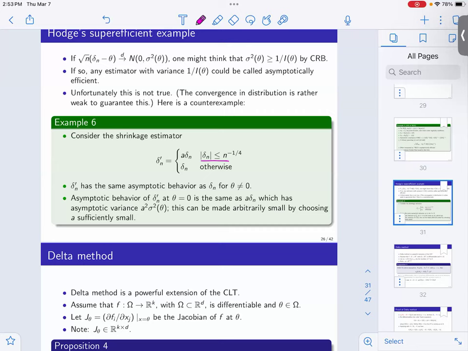So this example that you can work out for yourself, they call it a shrinkage estimator because you shrink when theta hat n is small. Given any estimator, let's say I start with the MLE, which is 1 over I theta. I just shrink it when the value of theta hat n is small. I can even set it equal to 0, and then that would have a smaller variance at that point, and the same variance at every other point.